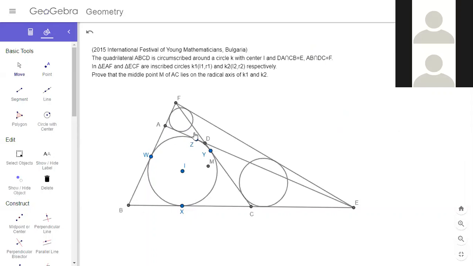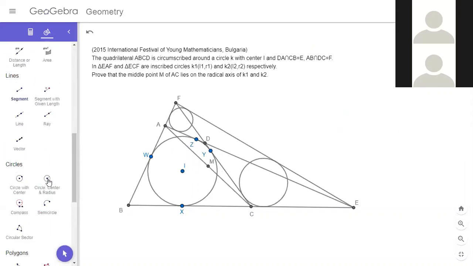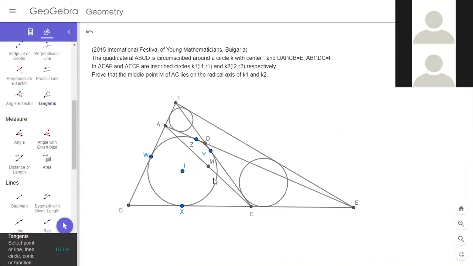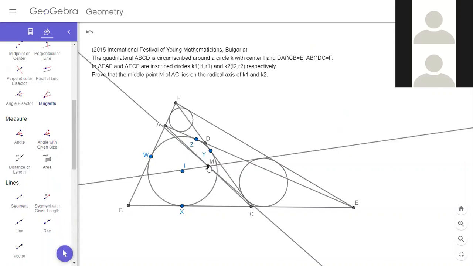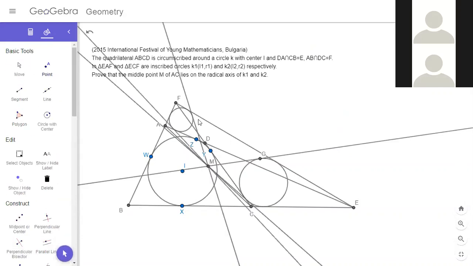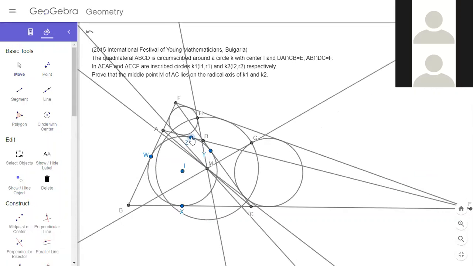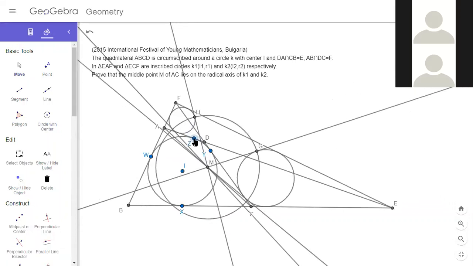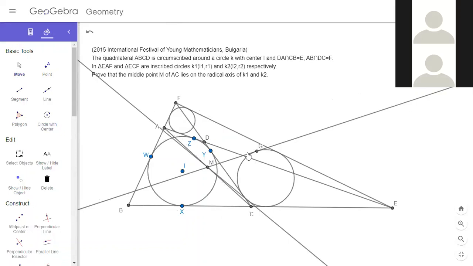We want to show M lies on the radical axis. So I guess one way we could check that is we could draw the tangents from M to the two circles and show that they're equal. Let me try that for now. So basically, that would mean that MG is equal to MH, and that looks like it is indeed true. Okay, so M is on the radical axis, we just have to prove it. So let's prove it.